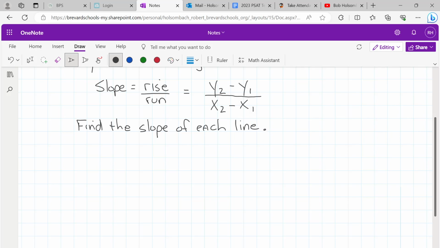And if you're asked to find the slope of each line, the first thing you're going to want to do is to identify the coordinates of the points. So if we take point J that's on that line in the example, J has coordinates of -1, -2. And K has coordinates, we got an X value of 3 and a Y value of 3.